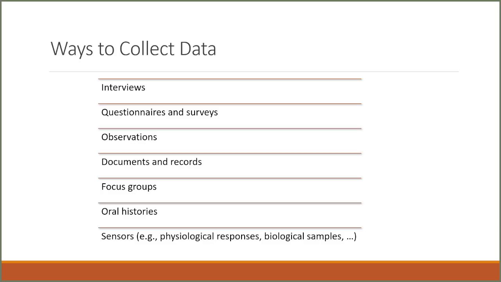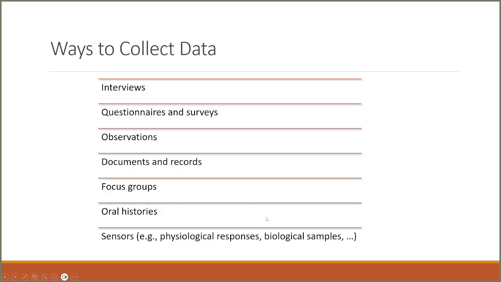So there are different ways that we can collect data, and we can have interviews, questionnaires or surveys, observations, documents, focus groups, oral histories, sensors. So for your games, for your data collection, one of the things that you're going to focus on a lot is going to be observations. You're going to allow users to play your games, and then you're going to observe how they interact with your games, and that is a very rich type of data that you can have.